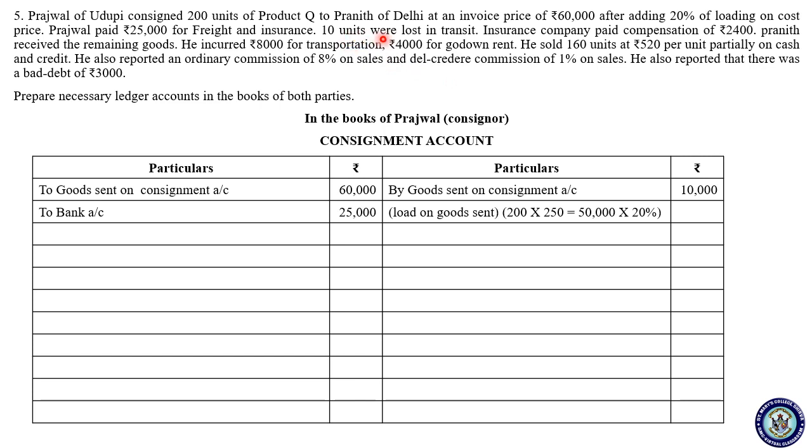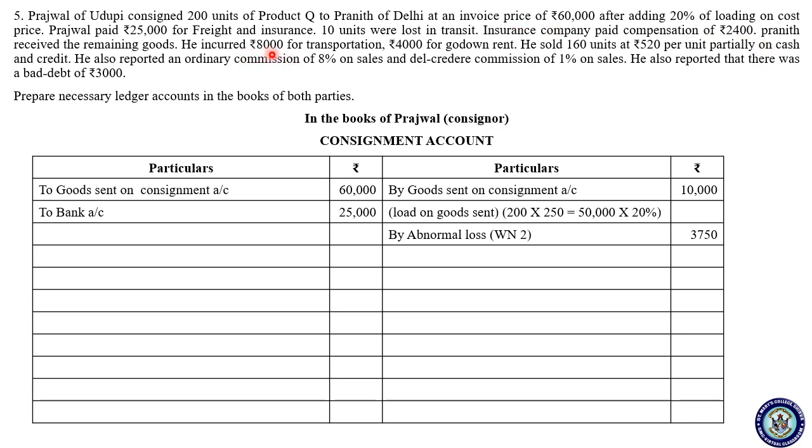So after that, 10%, 10 units were lost in transit. What is the entry? Abnormal loss on the credit side. By abnormal loss, that is working note number 2. You see the working note number 2. Next, the insurance company paid compensation of 2,400, that we have to take in the abnormal loss account.